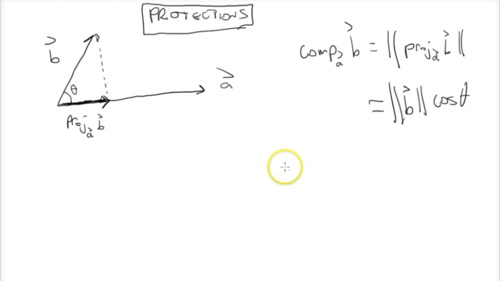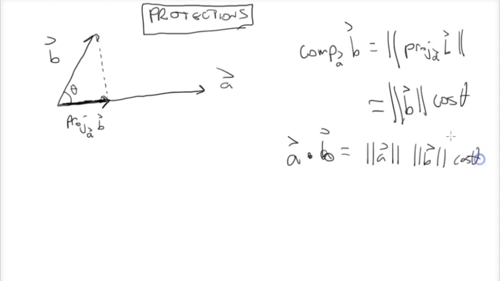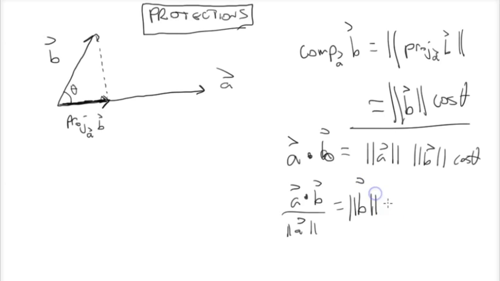So if we start off with the dot product of A and B equal to the magnitude of A times the magnitude of B times cosine theta, and we divide over the magnitude of A, this expression is equal to the magnitude of B times cosine theta, which we know is equal to the scalar projection of B on A. And that's what this is called: the scalar projection.